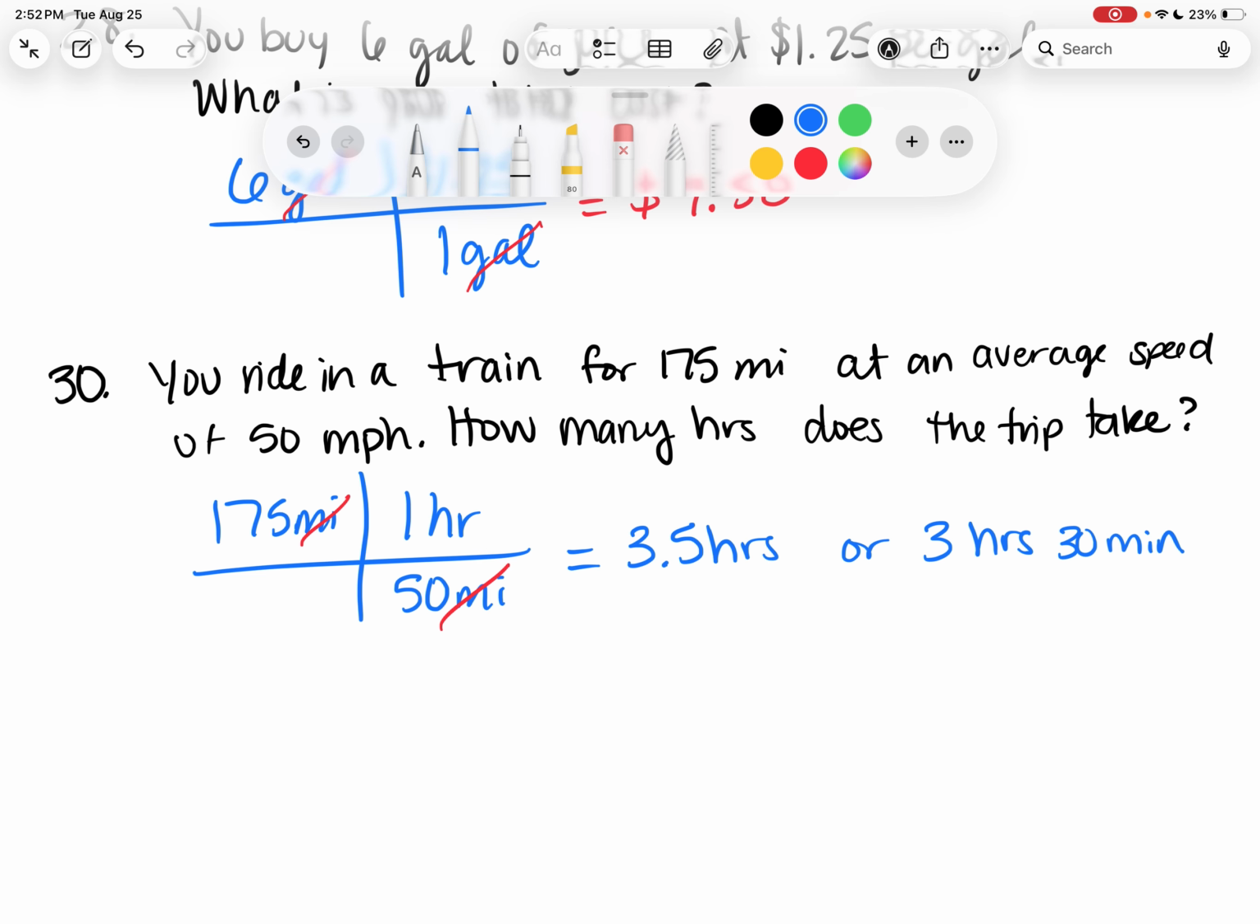How many minutes are in an hour? 60. How many seconds are in a minute? 60. How many seconds are in an hour? A lot. 3, 6. No, more than that. Well, you're on the right track. 3,600. Yep, 3,600. I like people to know that. It makes your conversions easier.